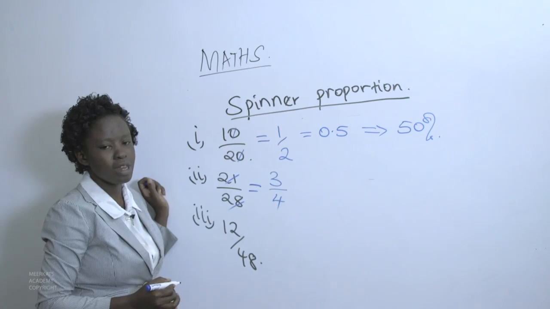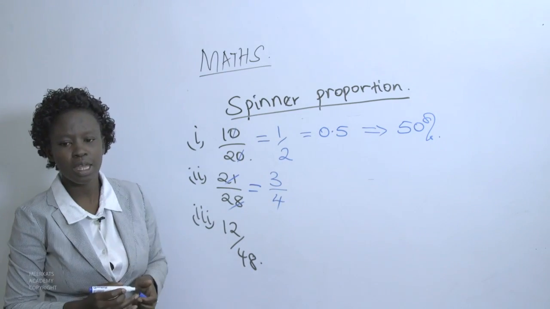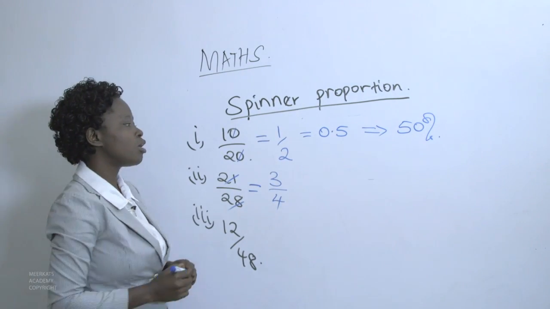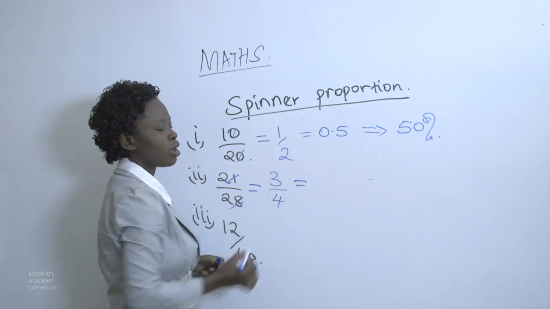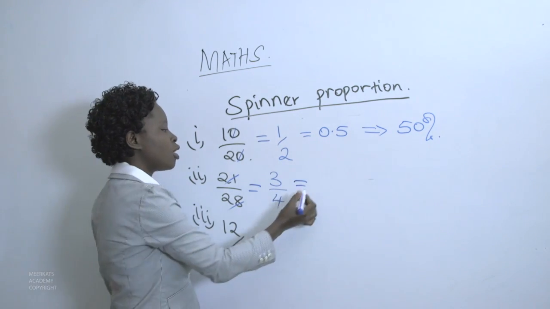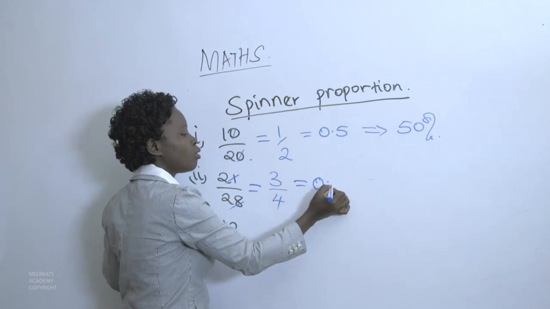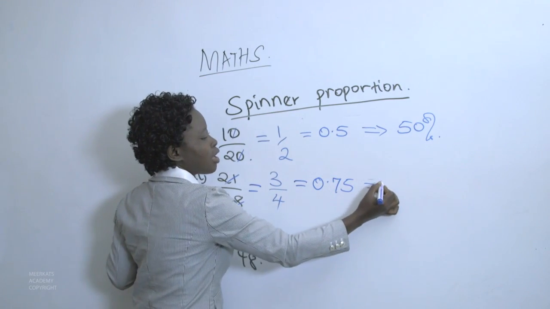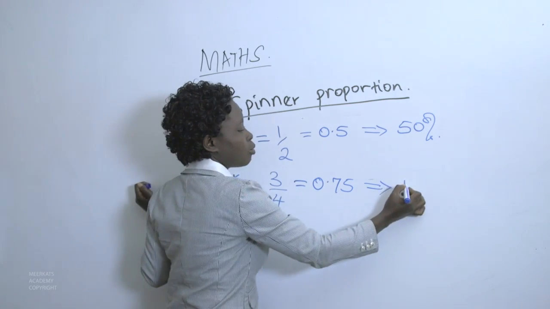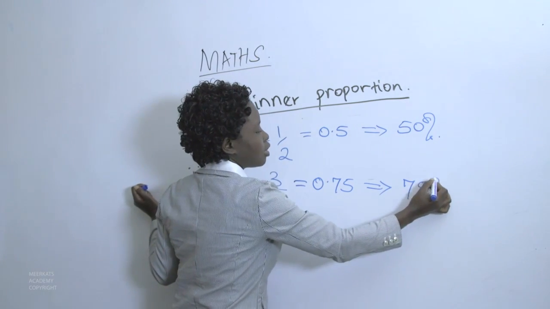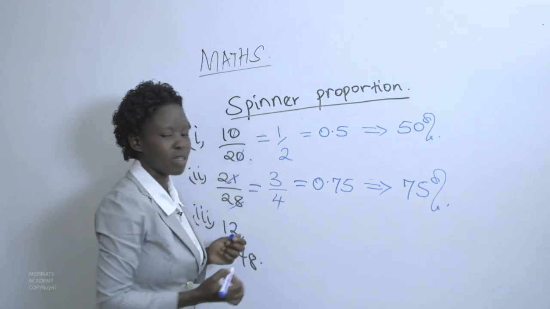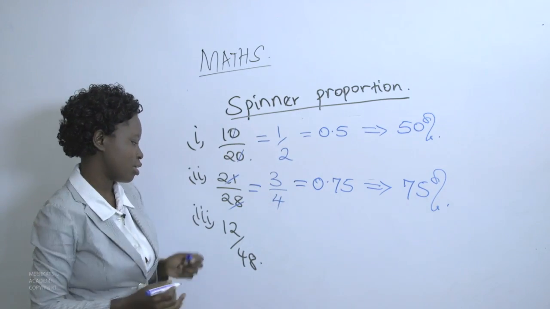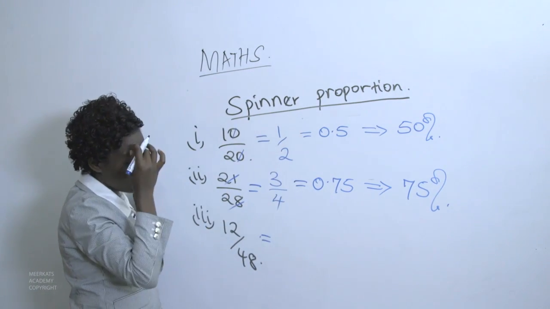So 3 divided by 4 is the fraction in its simplest form. Then we go ahead and get the decimal of 3 over 4. 3 over 4 as a decimal will simply be 0.75. Then as a percentage, we multiply by 100 and get 75%.